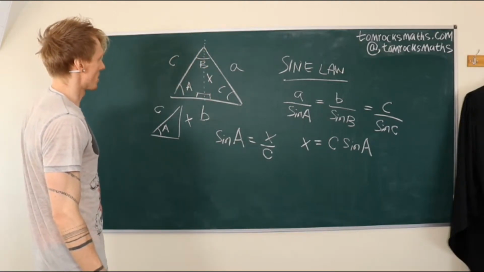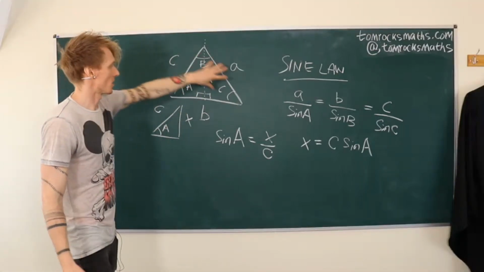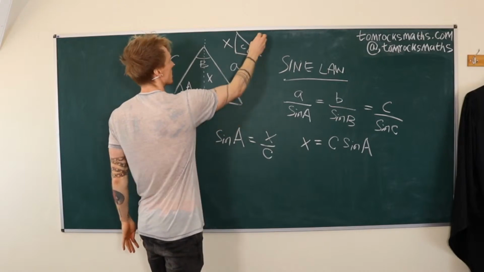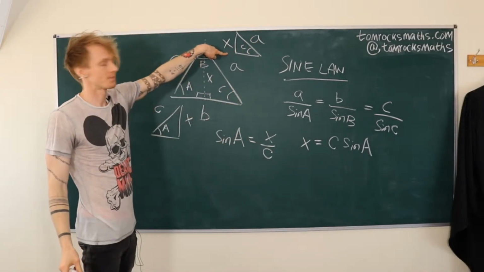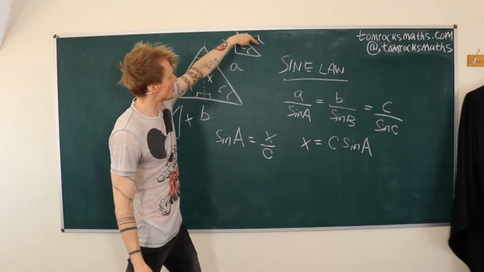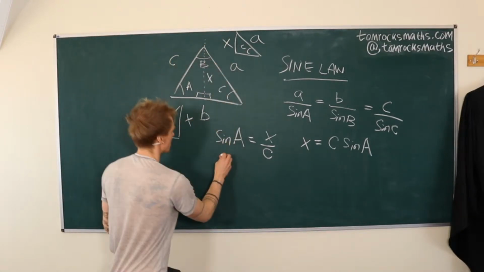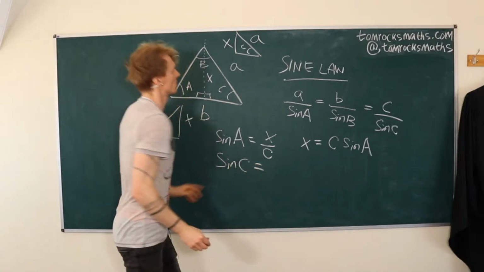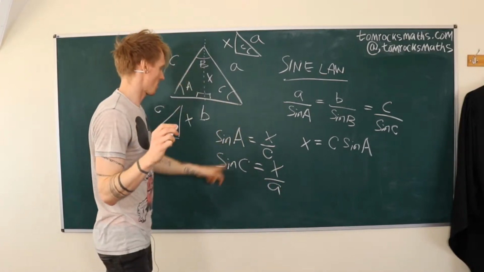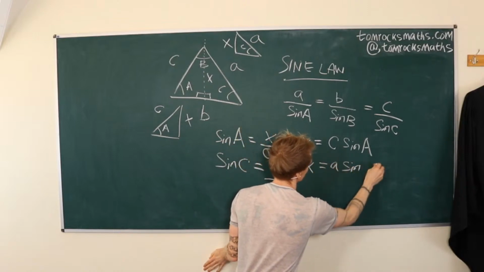Now, we want to try and do this for the other half, the other side of the triangle. So I've done this using angle A, so I can flip it and do it for the other half of the triangle here. So I've got C, I've got X, and I've got A. Again, it's going to be sine, because I've got the hypotenuse and I'm interested in the opposite. So SOH tells me that sine of C is equal to the opposite X over the hypotenuse A. And so that's going to give me that X is equal to A sine C.